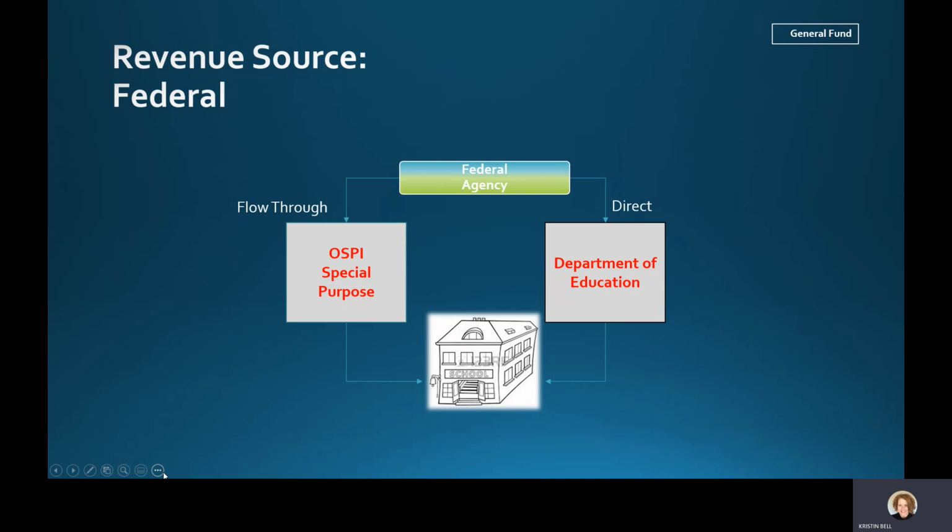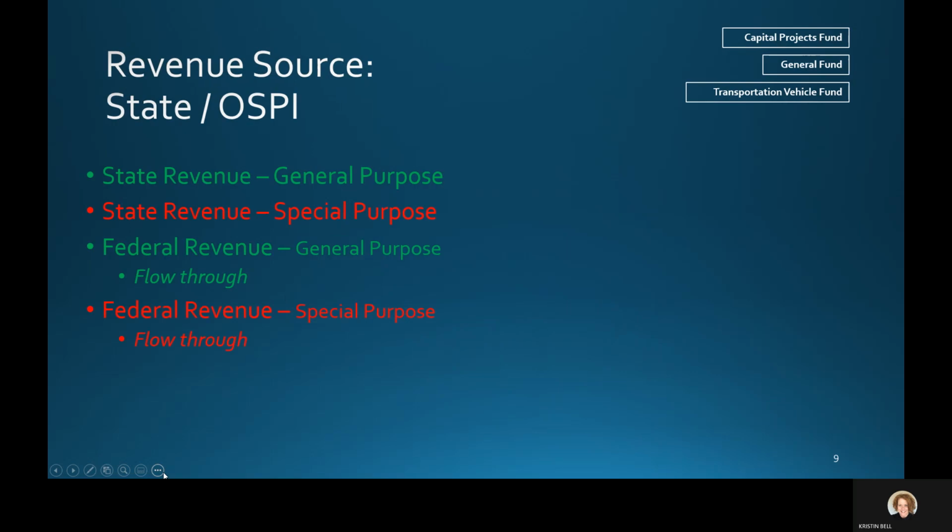Moving over to federal revenues, there's 2 main flows that those federal dollars get into the school district's bank accounts. On the left there, the money can flow through OSPI and then come to us in our monthly apportionment report, or sometimes the money will come directly from a federal agency such as the Department of Ed. The majority of our federal dollars, though, do come on the left-hand side there through the OSPI special purpose flow through.